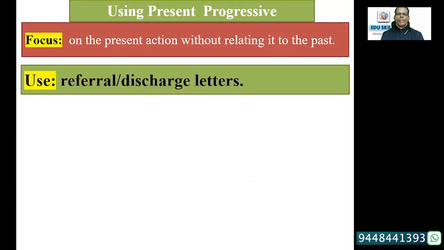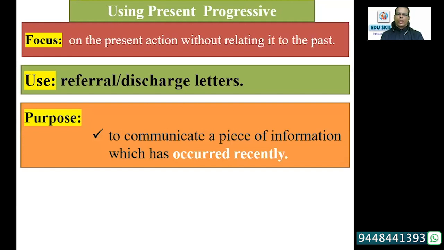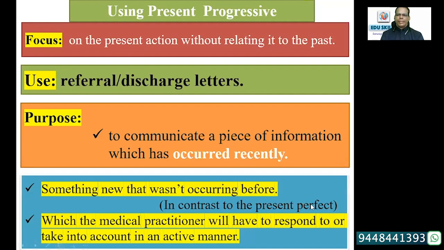It is used in referral and discharge letters. The purpose is to communicate a piece of information which has occurred recently. Something that has occurred recently in the life of the patient is being communicated using present progressive. And something new that wasn't occurring before, in contrast to the present perfect. So even in known cases, there will be new news to the person whom you are communicating to. Though you are sending to the same community center or rehabilitation center, you have to mention it because it's new news to the reader.